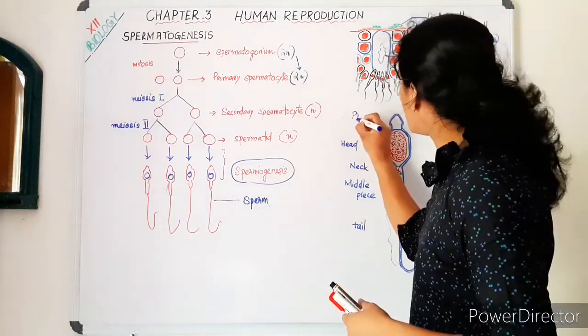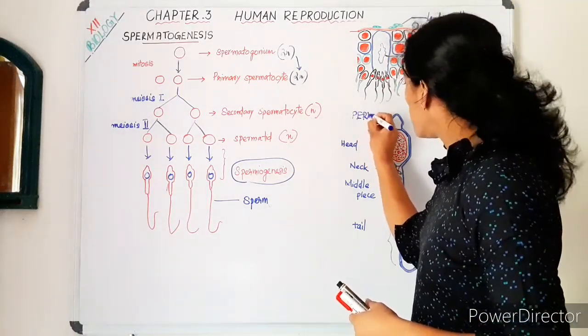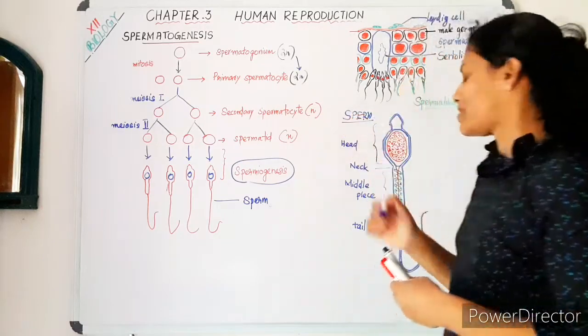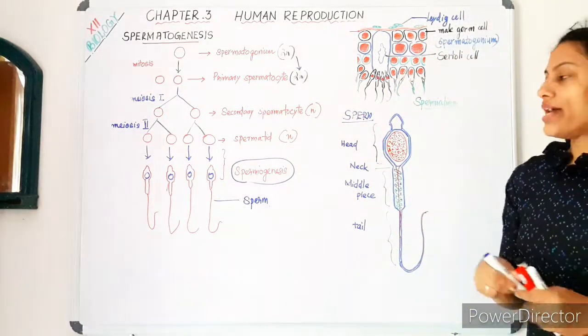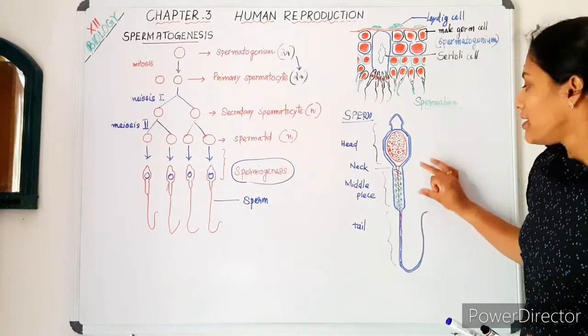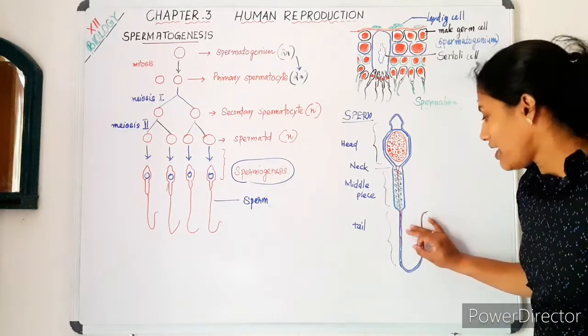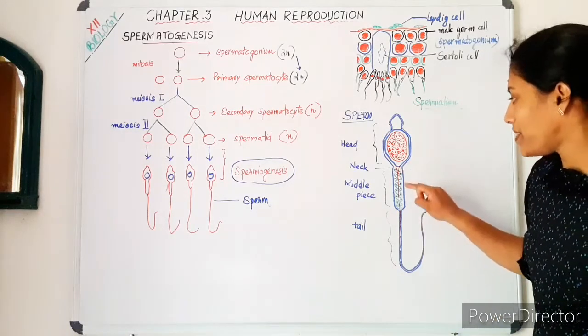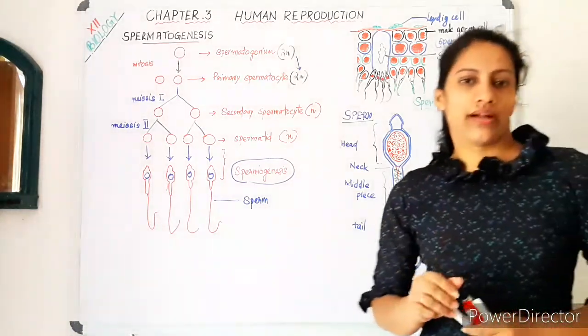Okay, so the human sperm has mainly 3 parts. We can say there is a neck also. Okay, the human sperm has the head region, the middle piece region, the tail region, and in between the head and middle piece there is a short neck.